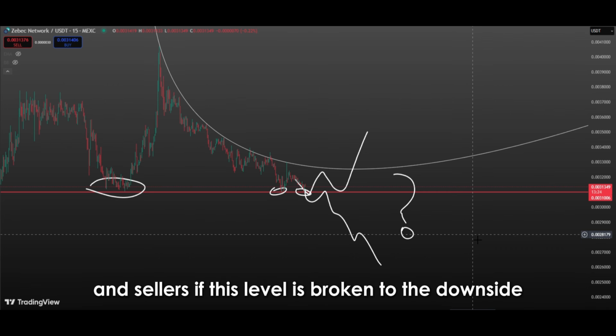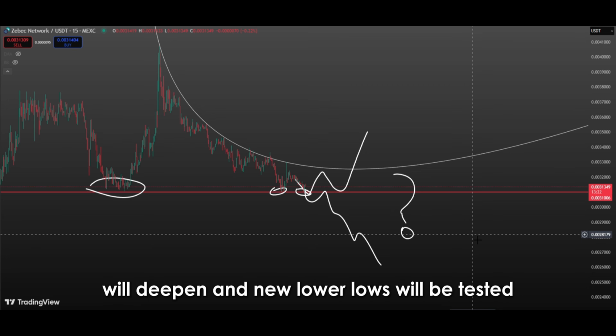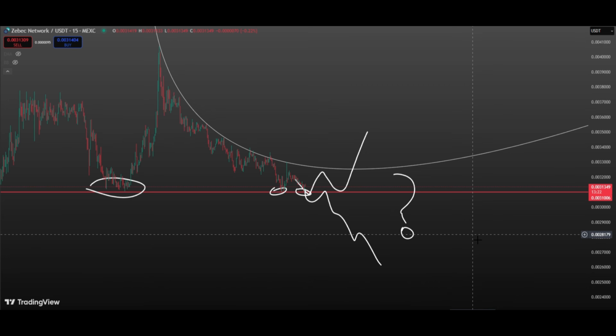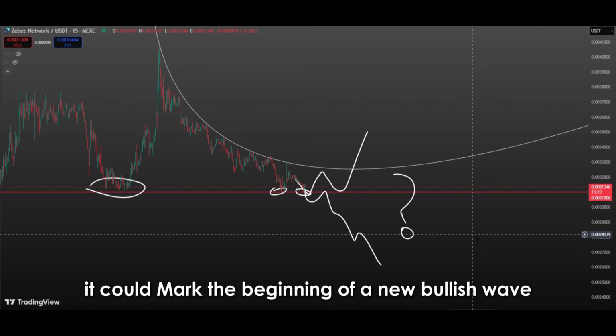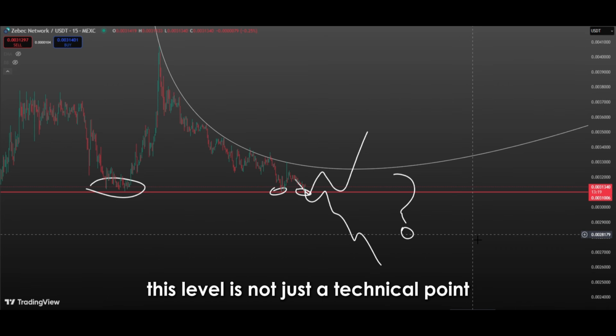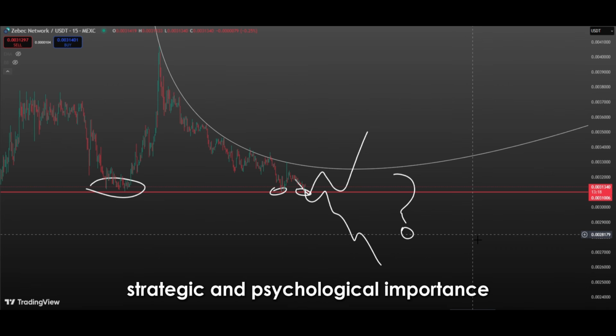between buyers and sellers. If this level is broken to the downside, it is highly likely that the existing downtrend will deepen and new lower lows will be tested. However, if the support holds and the price reacts upward again, it could mark the beginning of a new bullish wave. For this reason, this level is not just a technical point, but also holds great strategic and psychological importance.